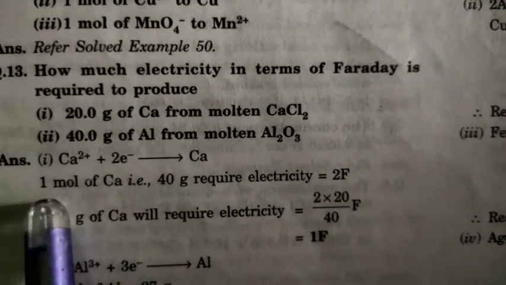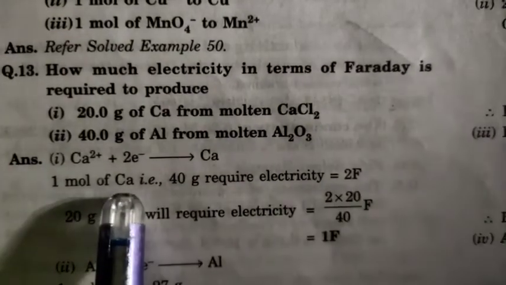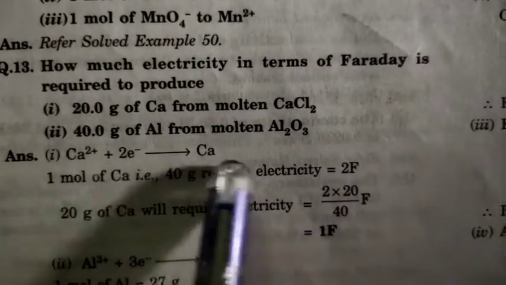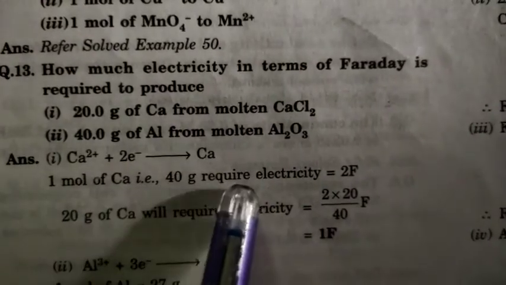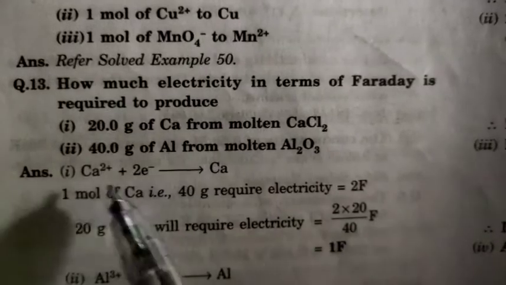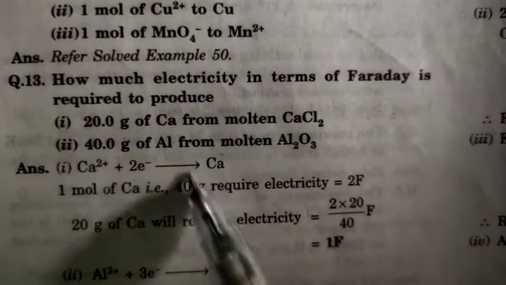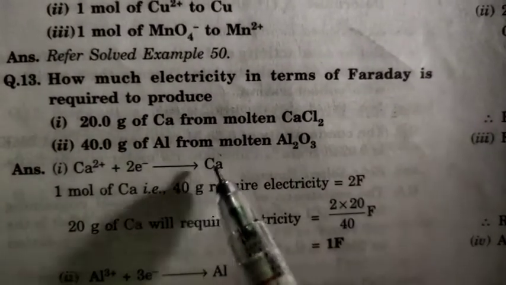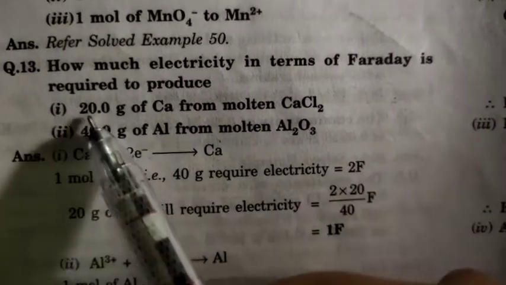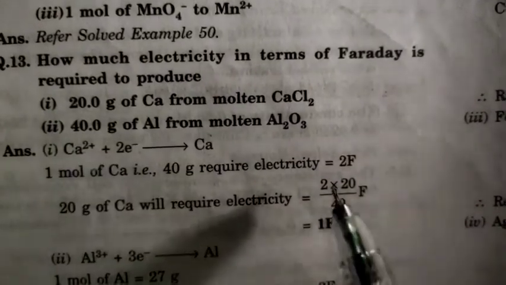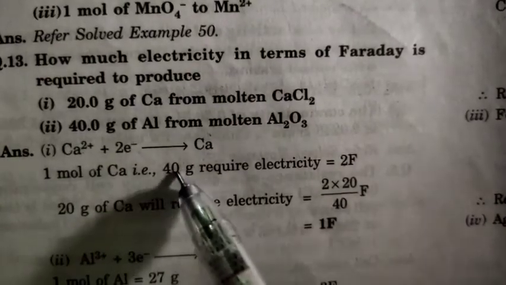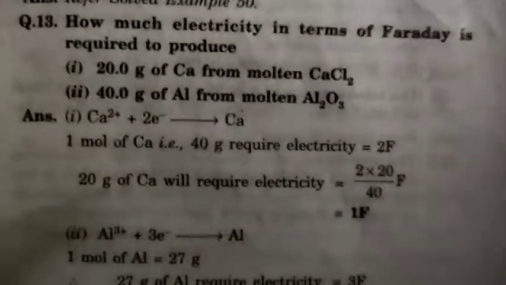Here you can write the sentences: 1 mole of calcium, that is 40 gram. Okay, the atomic mass of calcium is 40, so you can write 40 gram. How much electricity is required? It means for converting from Ca2+, for 40 gram, 2 Faraday of electricity is required. So for 20 gram, how much will you require? So it will be 2 into 20 divided by 40. Unitary method you have to use here.